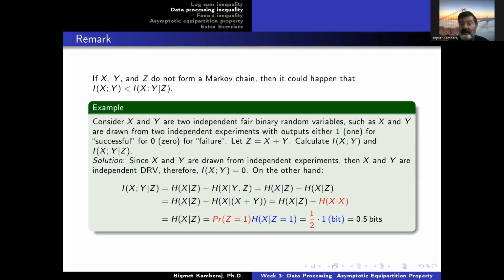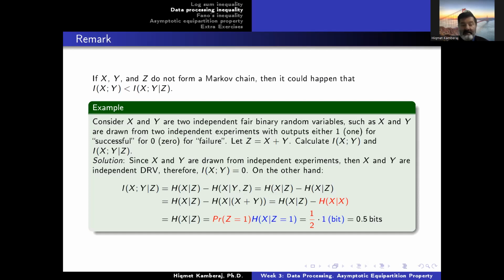Now, we introduce z as x plus y. We want to calculate the mutual information between x and y, and the mutual information between x and y given z. Now, since x and y are drawn from independent experiments, x and y are independent discrete random variables. Therefore, the mutual information between x and y is equal to 0.